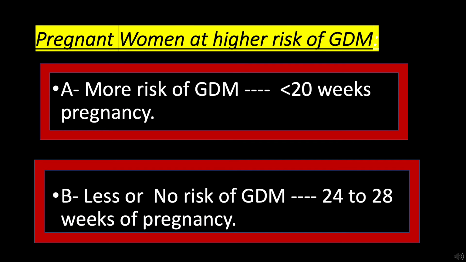Pregnant women at higher risk of gestational diabetes mellitus: A, more risk of gestational diabetes mellitus, screen at less than 20 weeks of pregnancy. B, less or no risk of gestational diabetes mellitus, screen at 24 to 28 weeks of pregnancy.